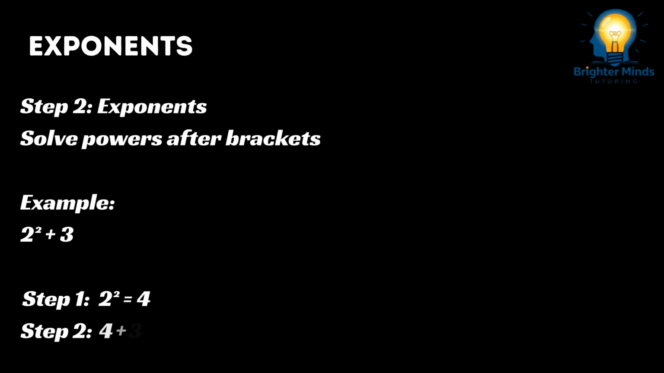Next is exponents. After solving brackets, we look for powers. For example, in 2 raised to power 2 plus 3, we first calculate the exponents. 2 squared equals 4, and then we add 3 to get 7.